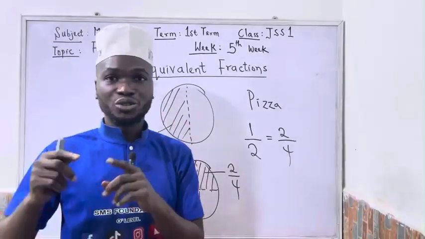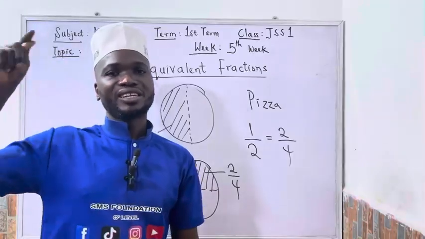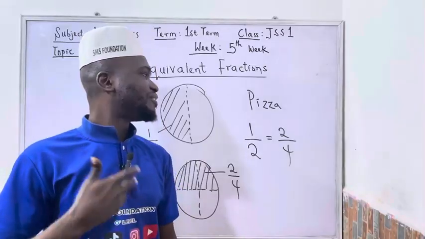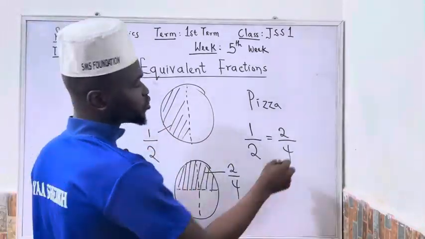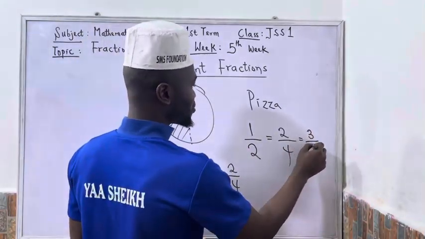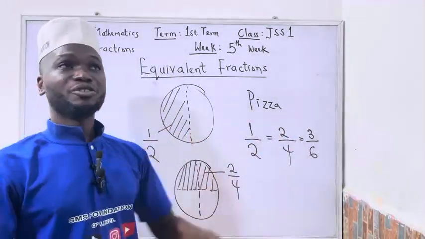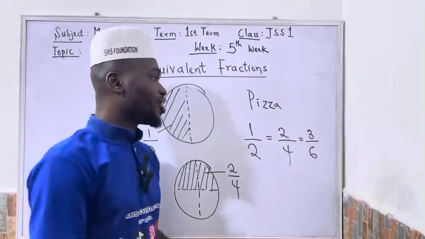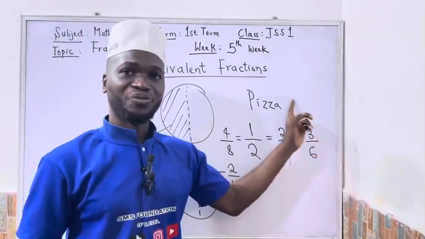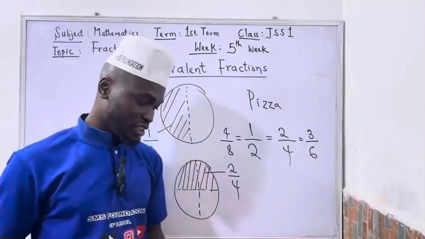So that means if somebody tells you that he has eaten half of his food, and another person says he has eaten 2 over 4 of his food, both of you have eaten the same thing. Even if you divide the pizza into 6 and you eat 3 out of the 6 equal parts, you are still talking about the same thing. Even if you divide it into 8 and you eat 4 out of the 8, 4 over 8 is still equivalent to this. You can see what equivalent can lead to. So this is a real life application of equivalent fraction.